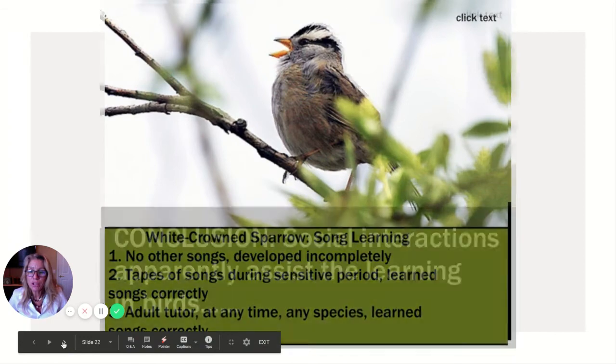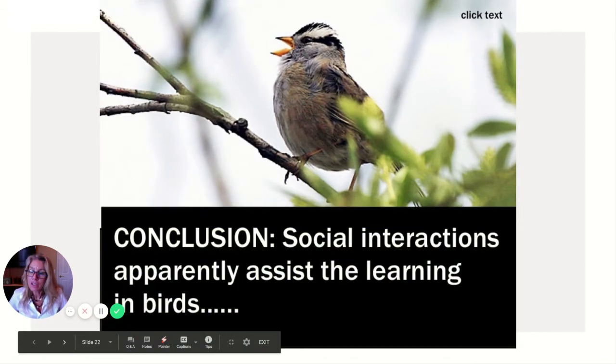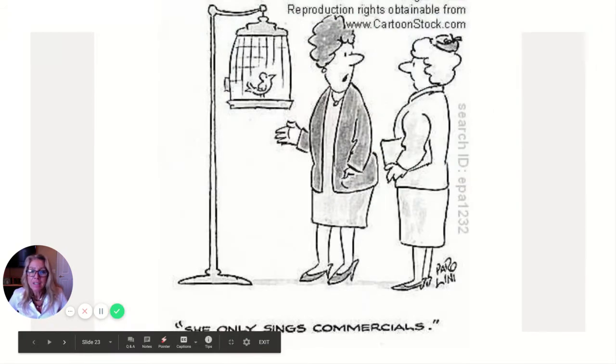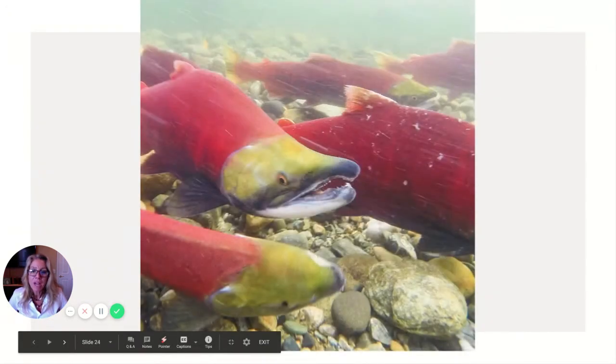All right. Next, associative learning. Oh, there it is. There's the conclusion. Bear with me. All right. Okay. A little joke. All right.